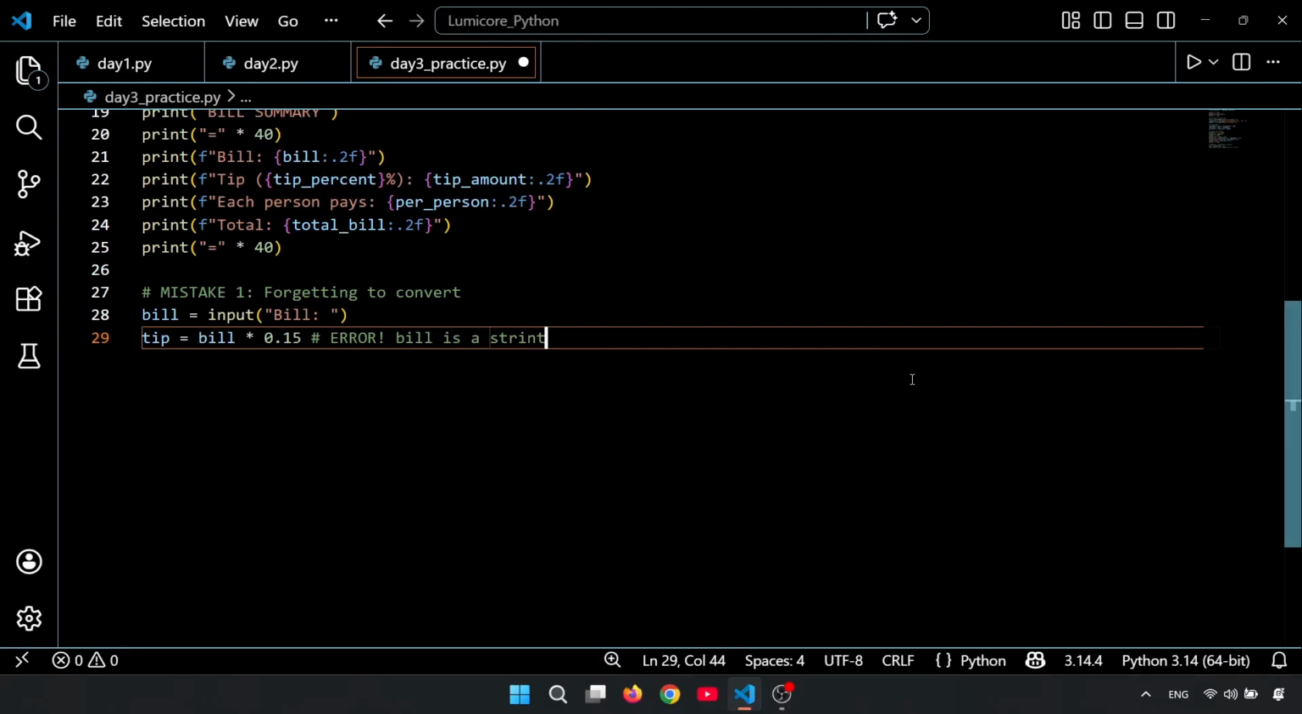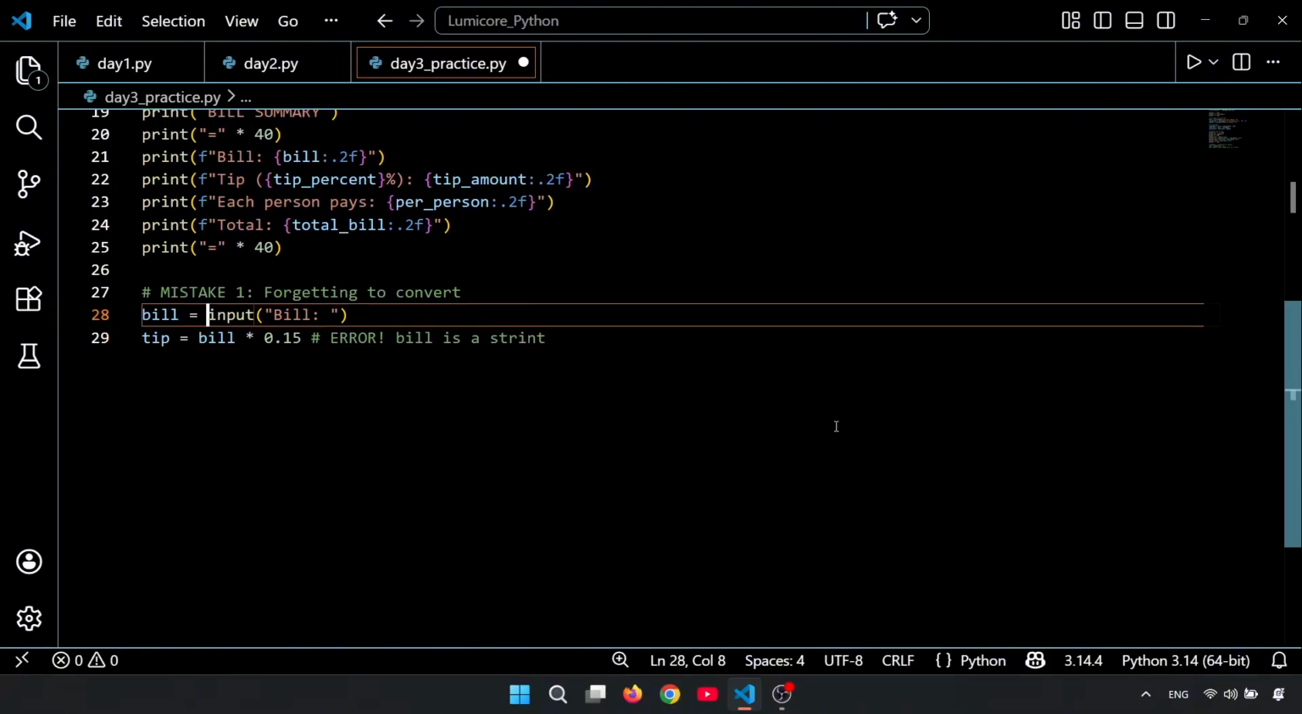Mistake number 1, forgetting float. If you use input without converting, bill is a string, and Python can't multiply a string by 0.15.